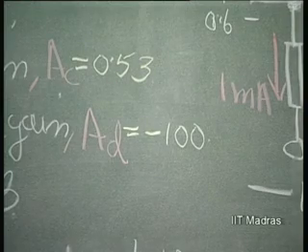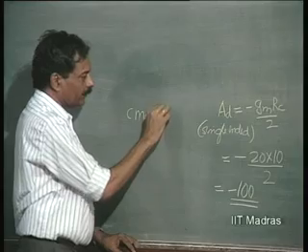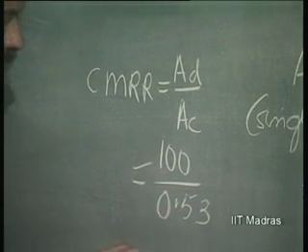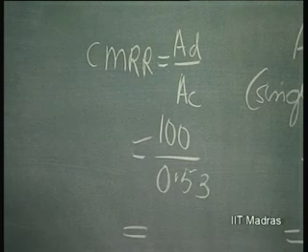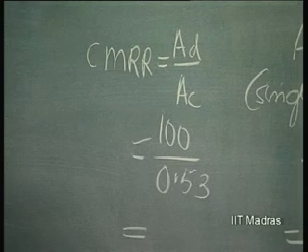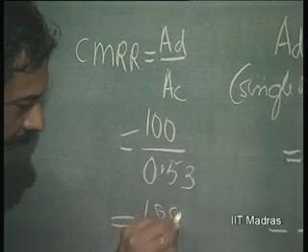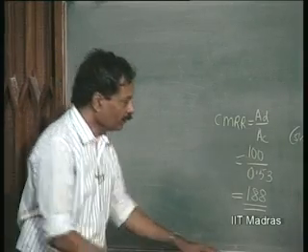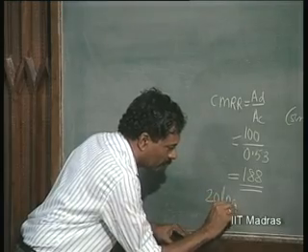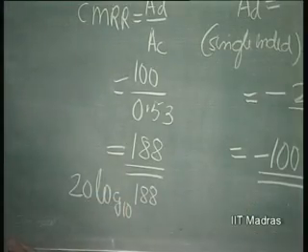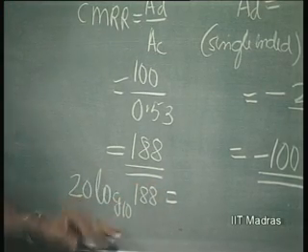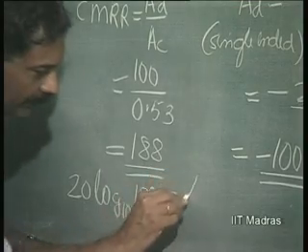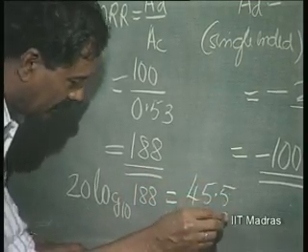Then common mode rejection ratio equals AD by AC, which is 100 by 0.53, which is around 200. How much is it? 188, which is a pretty low common mode rejection ratio. In terms of decibels, it is 20 log to the base 10 of 188. So, please find out this log to the base 10 of 188, which is going to be 45.5 decibels.